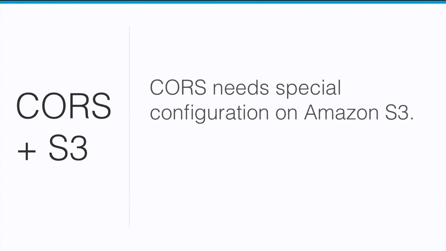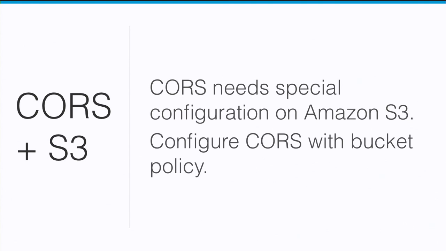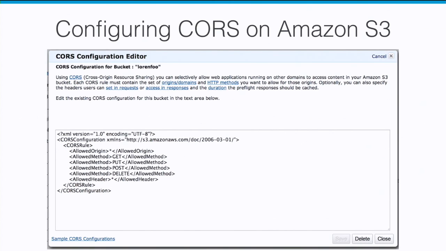So for S3, S3 has a CORS configuration feature. If you've dug through the permissions, you might have seen it. Effectively, you'll need to configure CORS on S3 in order to use it. The way you configure it is you use the bucket policy to actually configure CORS. This is a sample, and you might not be able to see this, but if you load up the console and you click the permissions tab and you go to the CORS configuration editor, this is what will pop up. They have a bunch of samples, so it's actually kind of easy to get started with it. But you'll need to set up this configuration in order to use the SDK with S3.